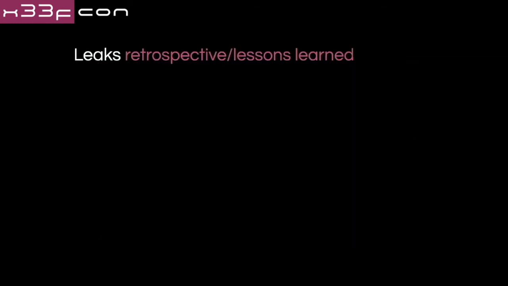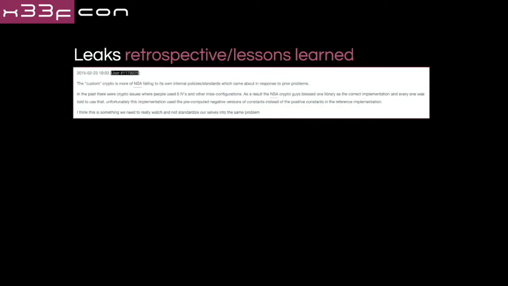If we look into the comments of this thread in this wiki page about the retrospective of the Equation Group, we can learn more about how those organizations work when there is a leak like that in threat research. Here we read that the custom crypto is more of NSA failing its own internal policies and standards, which came about in response to prior problems. And we read that in the past, there were crypto issues where people used zero initialization vectors and other misconfigurations. As a result, the NSA crypto guys blessed one library as the correct implementation, and everyone was told to use that.